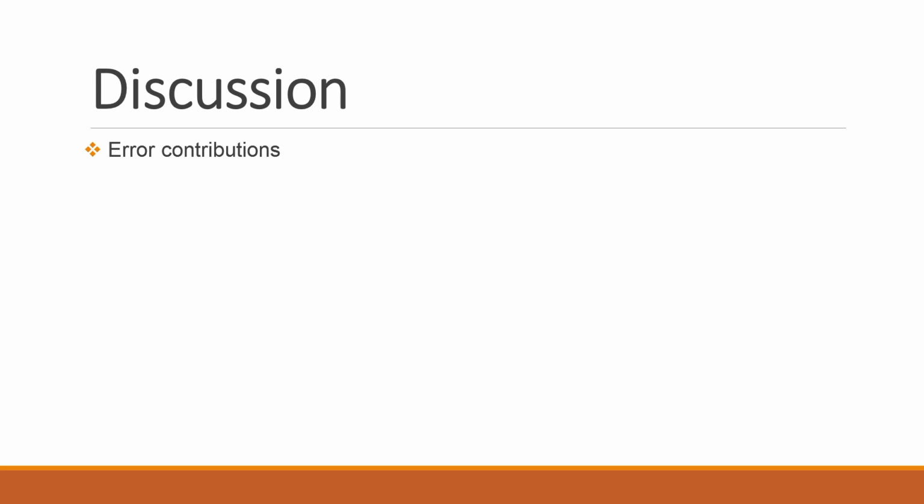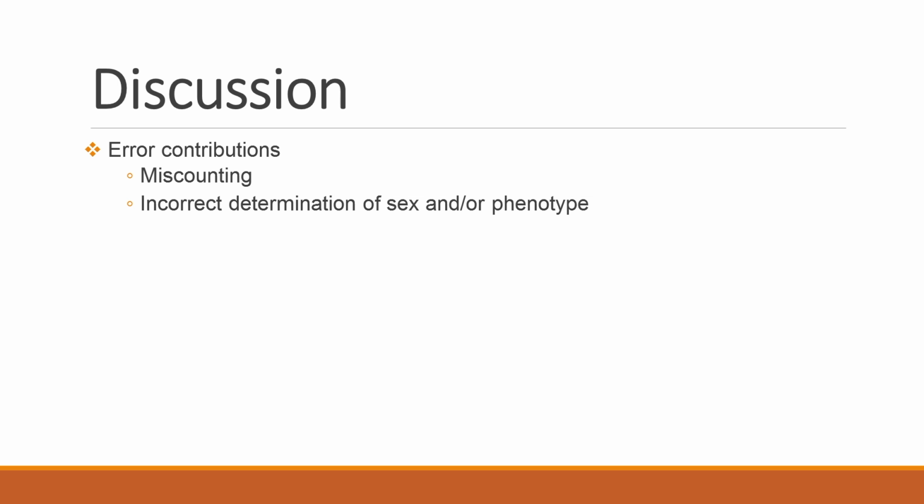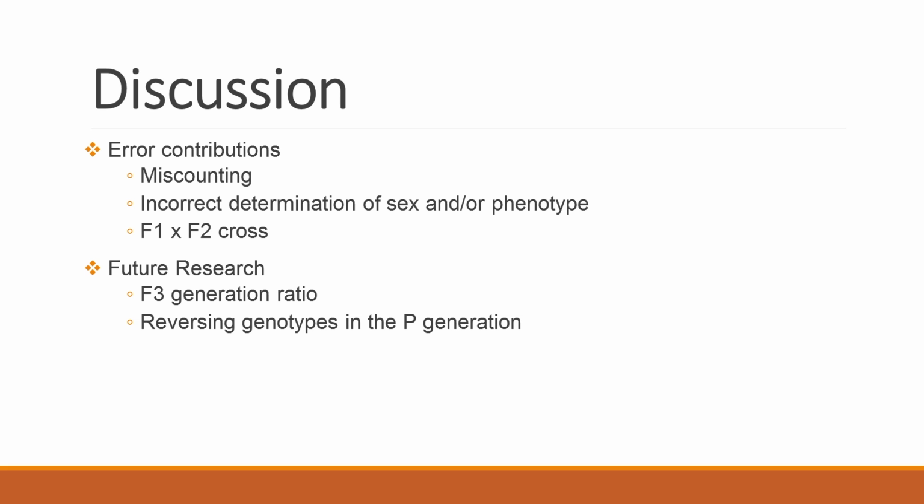Sources of error could be miscounting the amount of flies, incorrectly determining whether the fly was male or female, and whether the fly had lighter sepia eyes in the F1 and F2 cross. Some future research could be making an F3 generation and observing this ratio, or reversing the genotypes of the parent generation, so the mother would be wild type and the dad would be mutant.